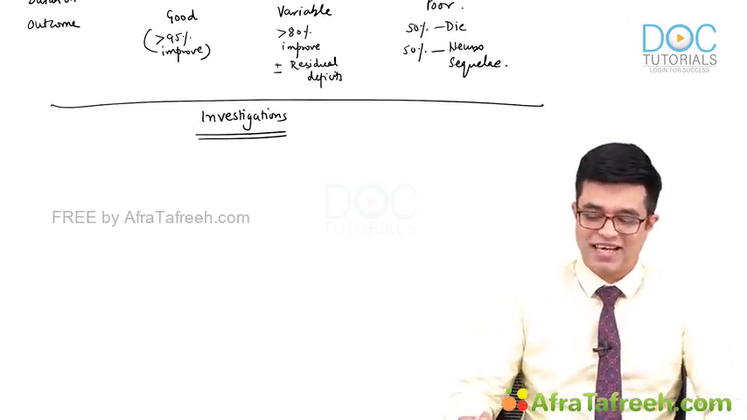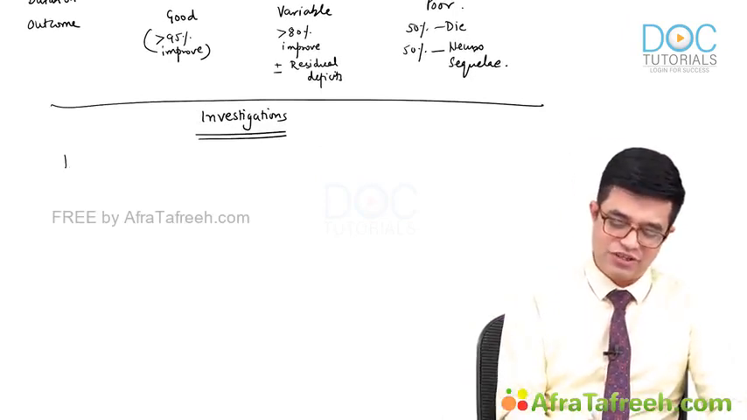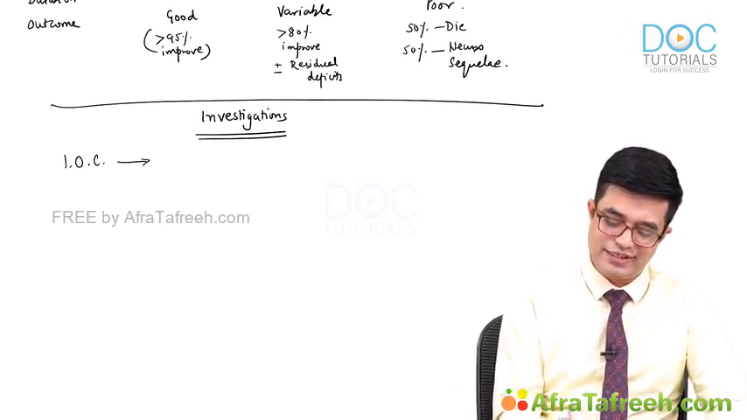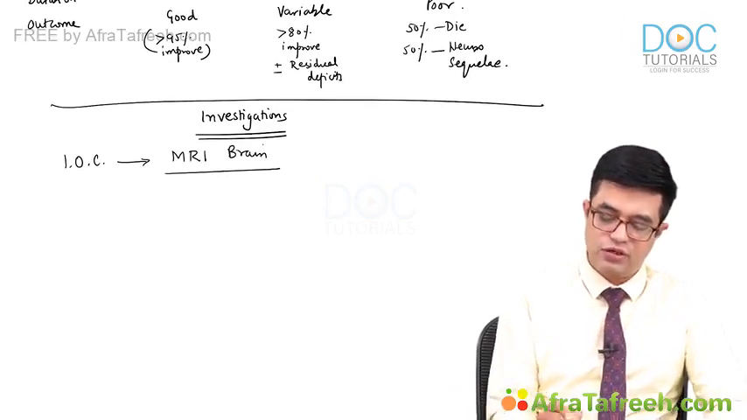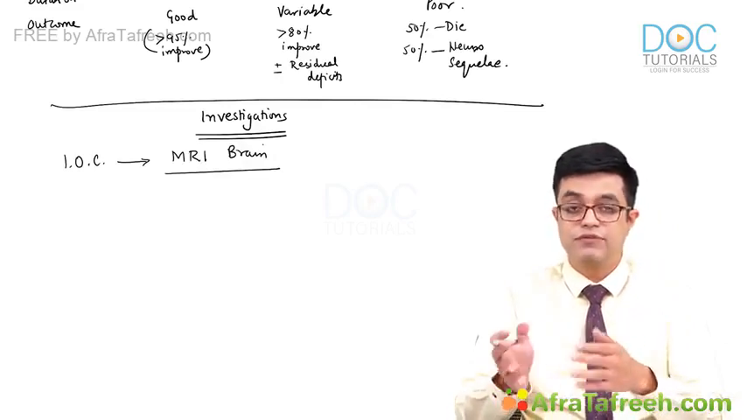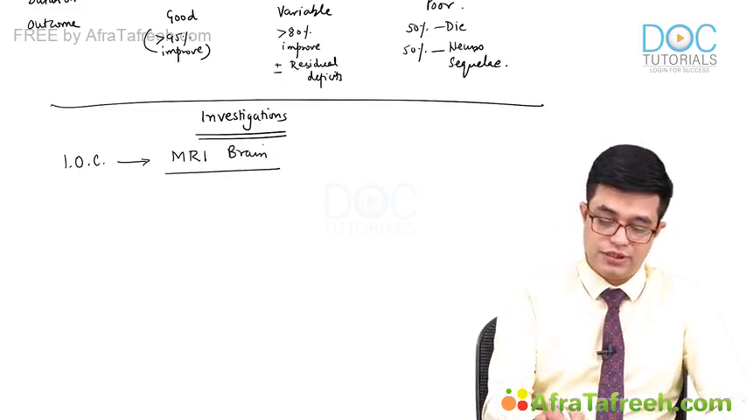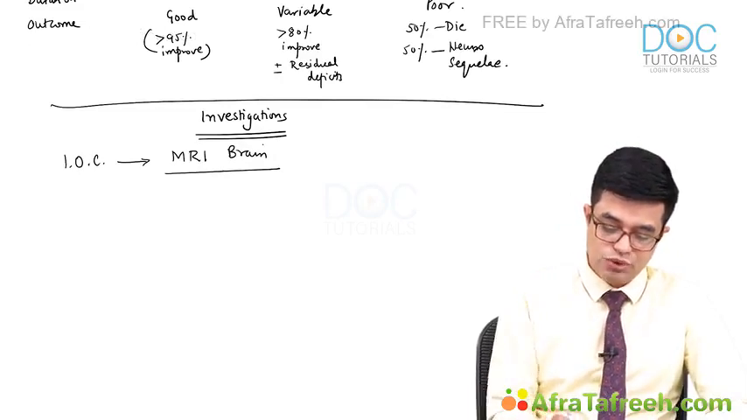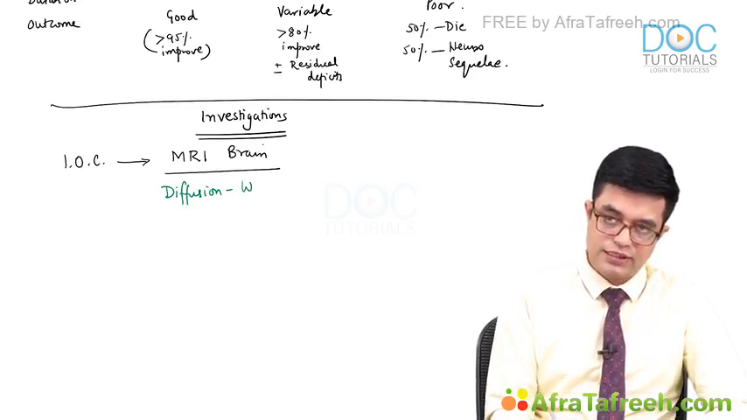That is wrong. So the investigation of choice in HIE is MRI brain. There are many types of MRI images. There is a T1 weighted image, T2 weighted image, FLAIR image, and diffusion weighted image. It is the diffusion weighted images which are considered to be the best.